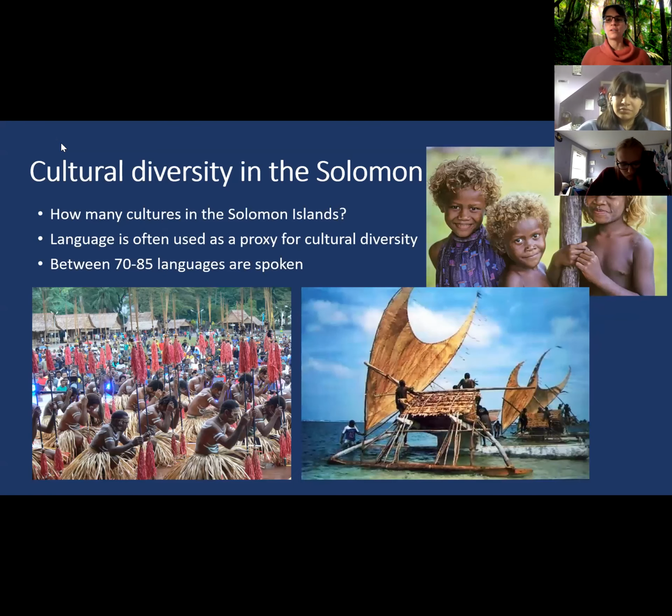So what is the cultural diversity like on the Solomon Islands? Well, it's a tiny place, right? You can see that on the map, but there's also incredible cultural diversity there. So if we use language as a proxy for cultural diversity, like I mentioned before, between 70 and 85 languages are actively spoken in the Solomon Islands. So that's incredible, right? Not 70 to 85 that ever existed, but that are currently actively spoken.